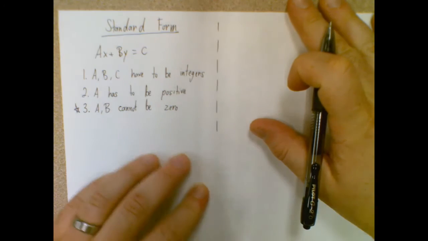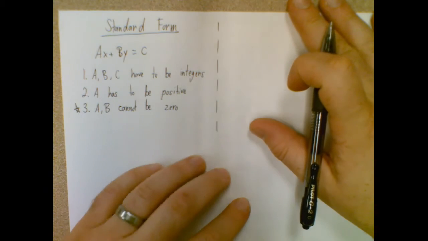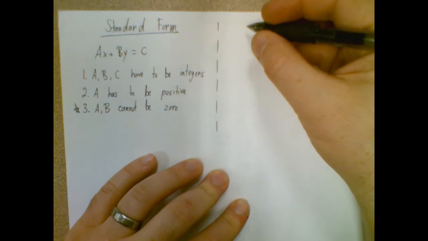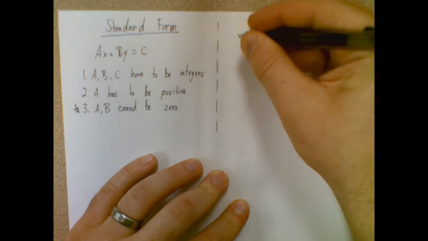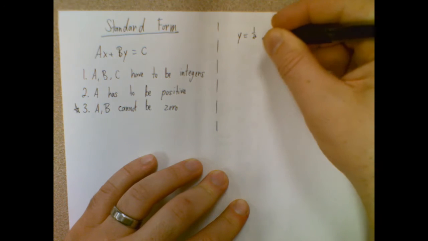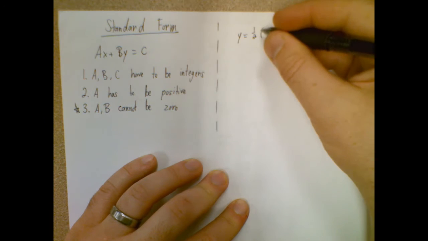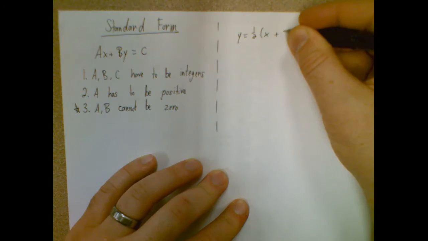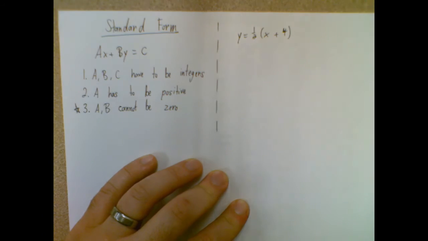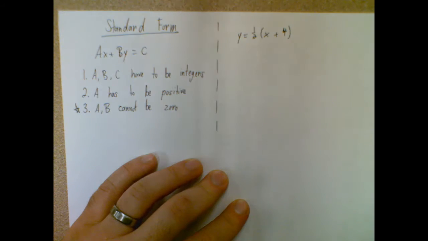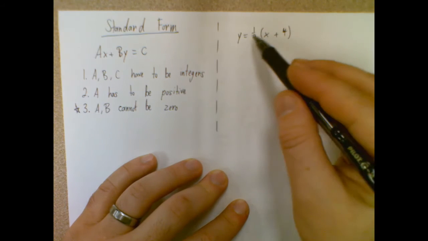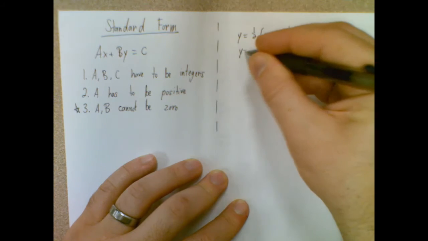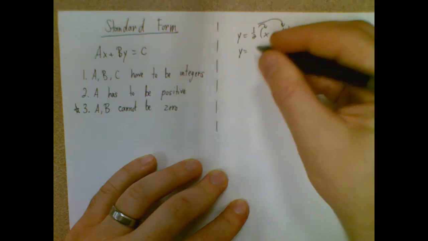So if we were to try to do that, let's say we had something like, let's start with an equation first. We have y equals 1/2 (x plus 4), something like that. And we want to turn it into standard form. Well, first off, let's go ahead and get rid of these parentheses. So we'll distribute that in here.